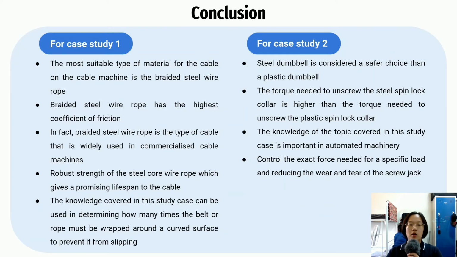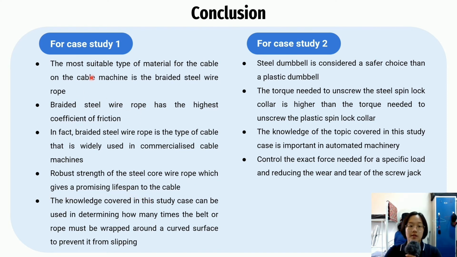Lastly, I will be presenting the conclusion for case study 1. As I mentioned just now, braided steel wire rope is selected because it has the highest coefficient of friction. In fact, braided steel wire rope is the type of cable that is widely used in commercialized cable machines. This is because, apart from the high coefficient of friction, it also has the robust strength of the steel core wire rope, which gives a promising lifespan to the cable.